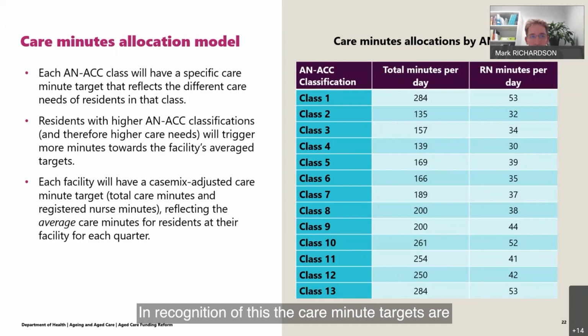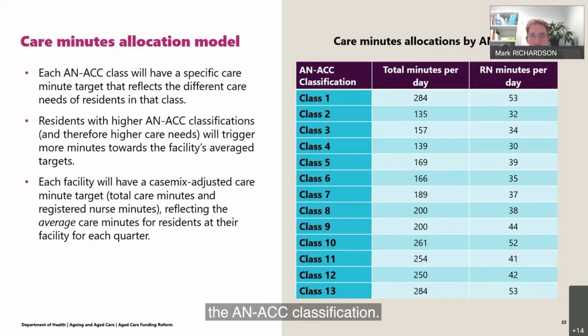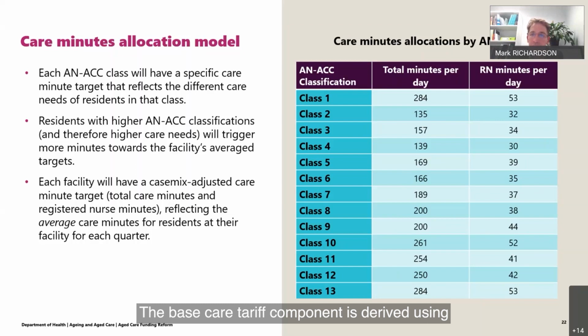In recognition of this, the care minute targets are calculated using 50% of the base care tariff and 50% of the AN-ACC classification. The base care tariff component is derived using the standard M 1 to 4 base care tariff, so that specialised or remote facilities will not need to deliver more care minutes than metropolitan facilities, all else being equal.